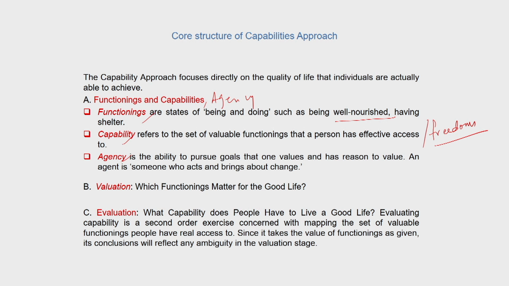Just like a person with a pocket full of coins can buy many different combinations of things, a person with many capabilities can choose between many different functionings and pursue a very different life path.